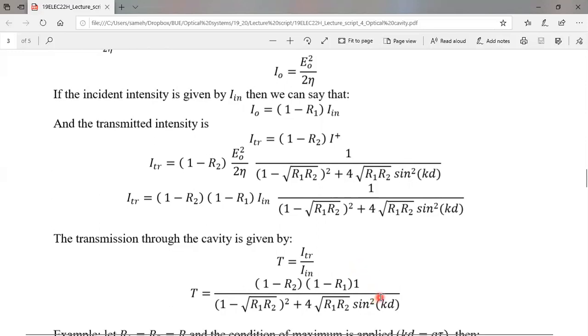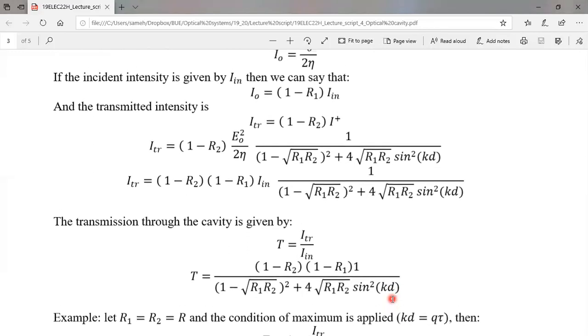And we have K, which is the propagation coefficient, equal to 2 pi n over lambda naught. And we have D, which is the distance between the two mirrors. So these are the inputs. In order to reduce these 4 parameters into 3 parameters, we can simply say that R1 is equal to R2 equals R. We can assume that we have 2 symmetrically matched mirrors. R1 is equal to R2, which is equal to R.